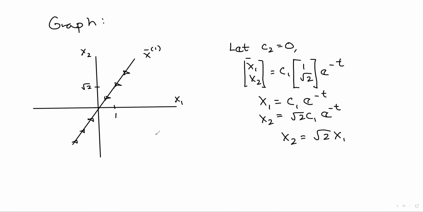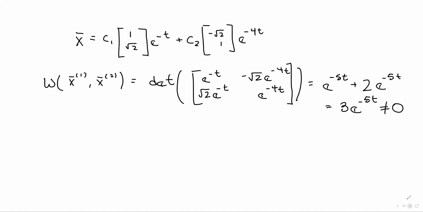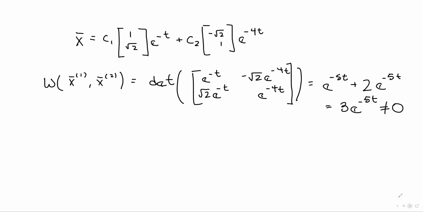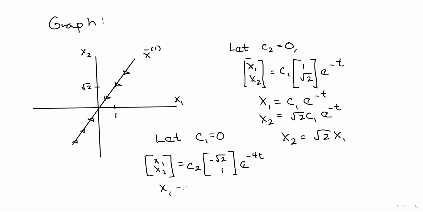All right, let's go through and do the same thing. Let C1 equal 0. Then you'll have X1, X2 equals C2 times, I already forgot what it is, negative root 2, 1, times e to the negative 4t. Right, yep. And so we're going to get x1 equals negative root 2 c2 e to the negative 4t. And then x2 equals c2 e to the negative 4t.